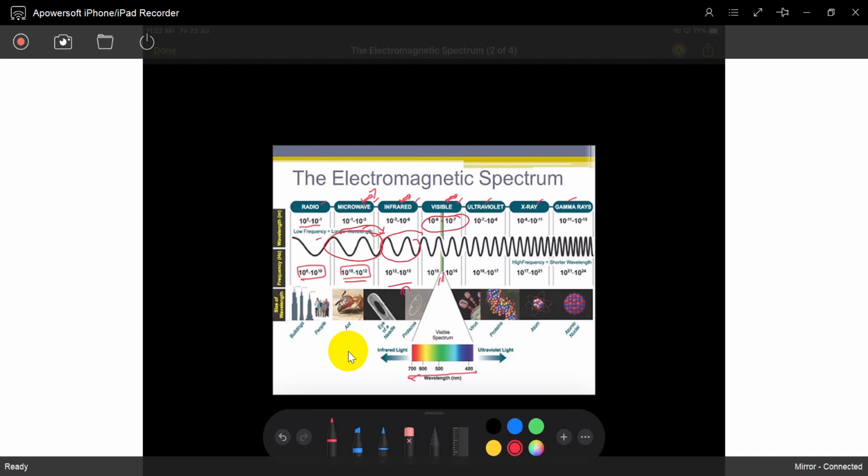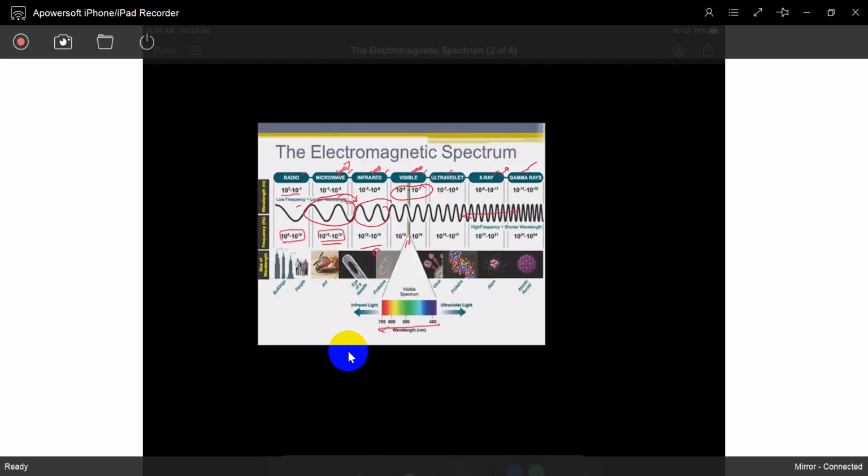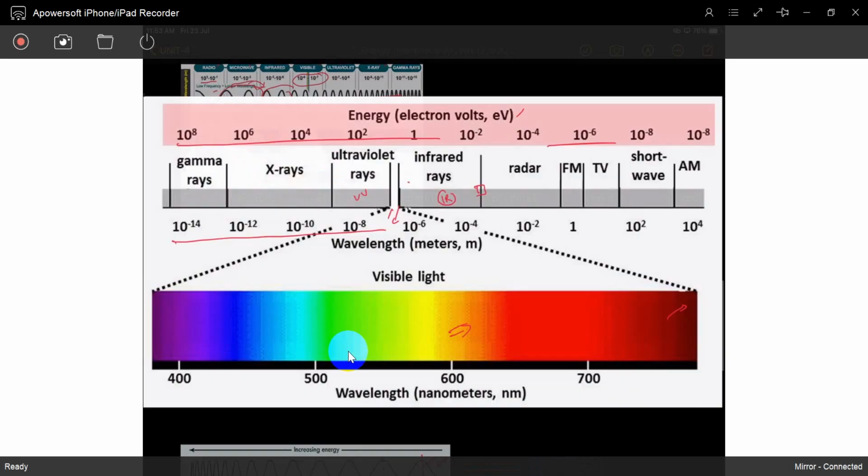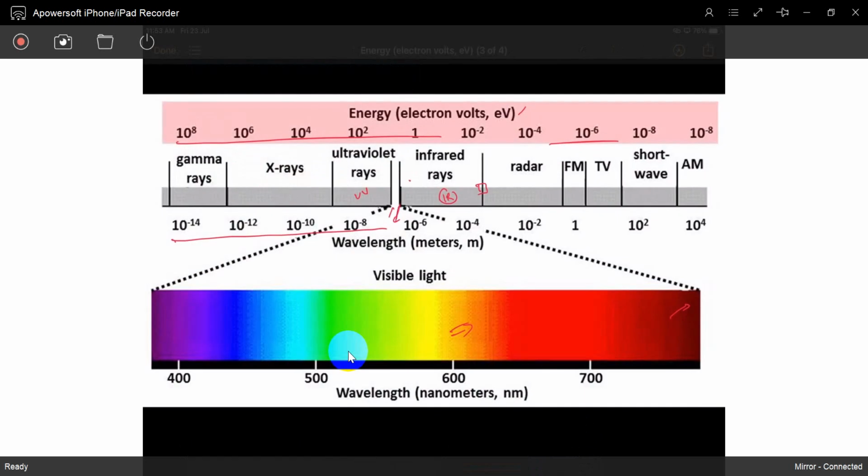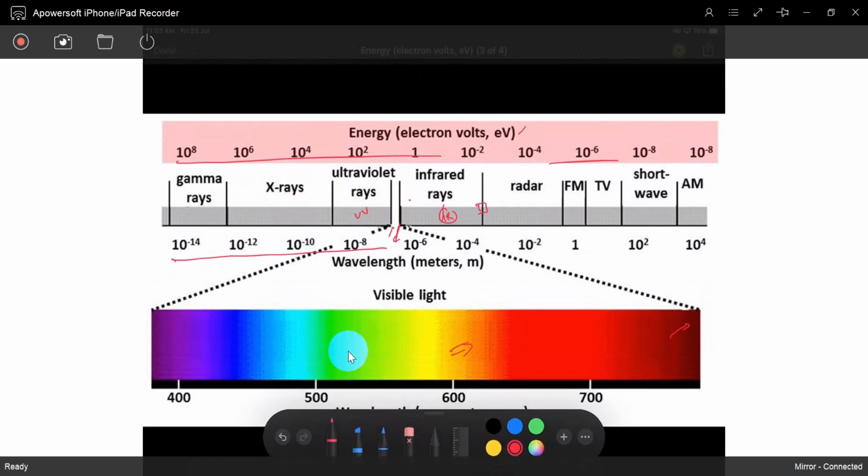If wavelength is decreasing, energy is increasing. So gamma rays and X-rays have high energy. That's why you can't expose yourself directly to X-rays or ultraviolet rays, because they have high frequency and high energy. Understood? High energy rays. So if you see this, this is the visible range. This is microwave. So infrared, and somewhere here are microwaves.